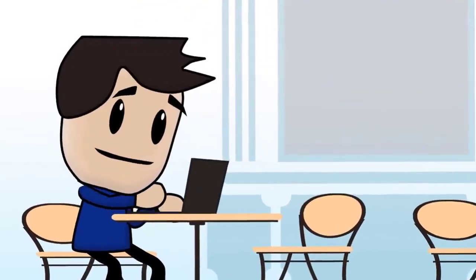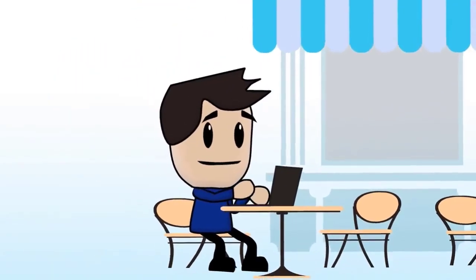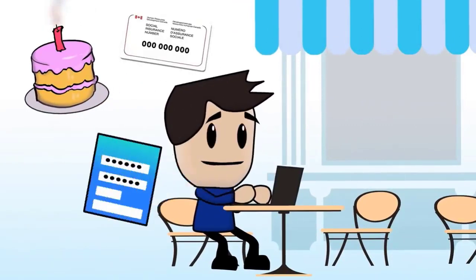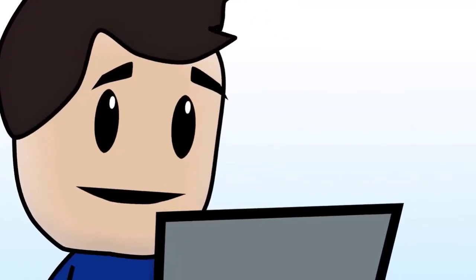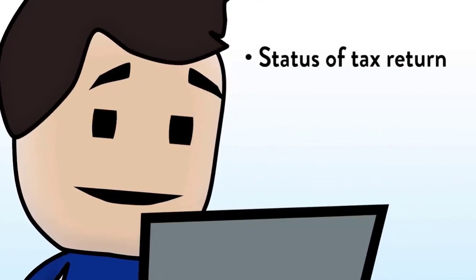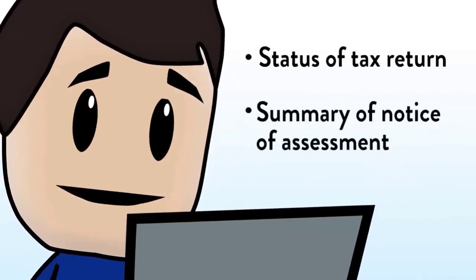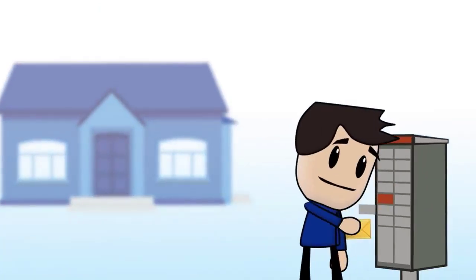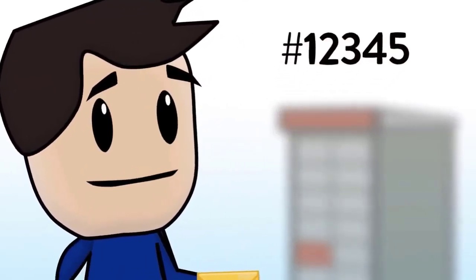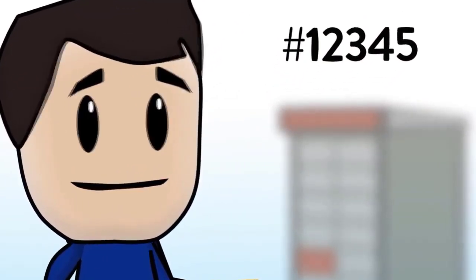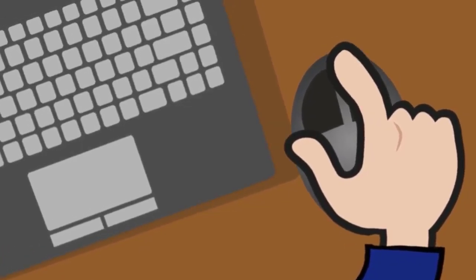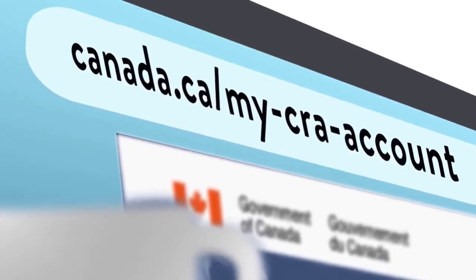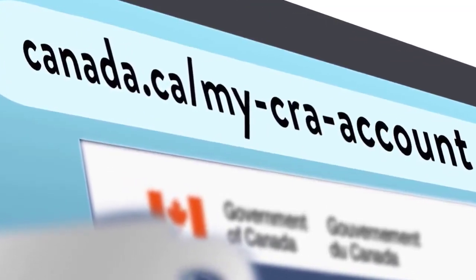After entering a few details to ensure his privacy is protected, like his social insurance number, date of birth, current postal code, and an amount from his last tax return, Mike has instant, secure access to some of his tax and benefit information, like the status of his tax return and a summary of his notice of assessment. He can also sign up for online mail. Within a week or two, Mike will receive a letter in the mail from the CRA with his CRA security code. Mike can also call the CRA to get his code earlier. Once Mike enters this code, he will have full access to even more information through My Account, including details about his tax returns and benefits.